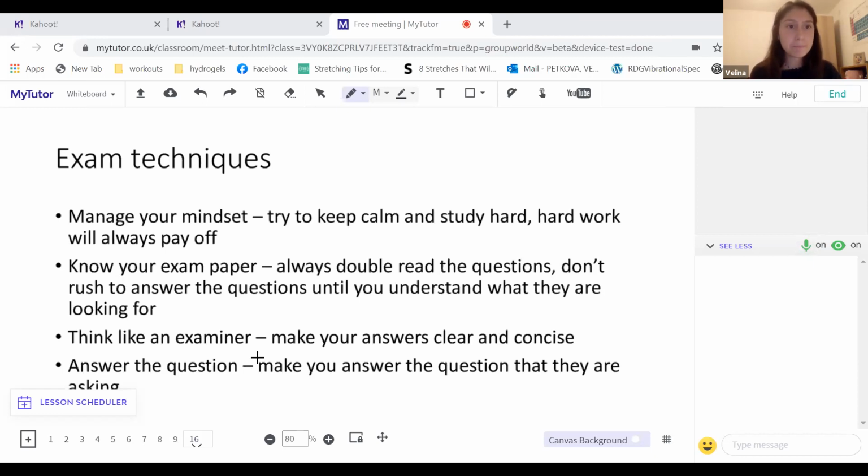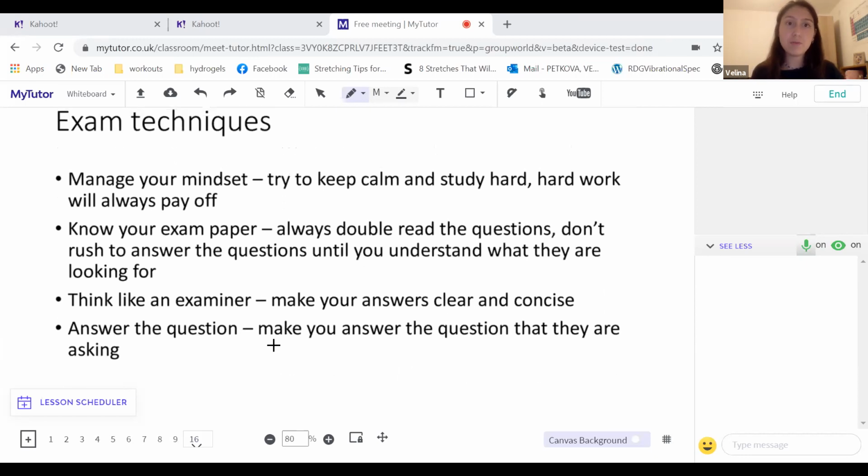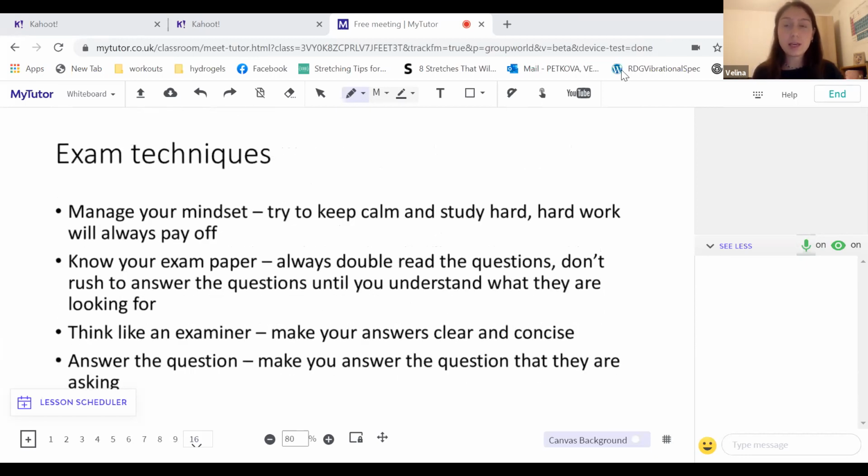Okay. So yeah, exam techniques, manage your mindset. Always, everyone needs to try keep calm. GCSEs are scary, but if you start worrying too much, that's just going to prevent you from doing your best. So if you guys have revised, if you guys have put in the time and the effort, you will do as well as you want. I'm sure you will.